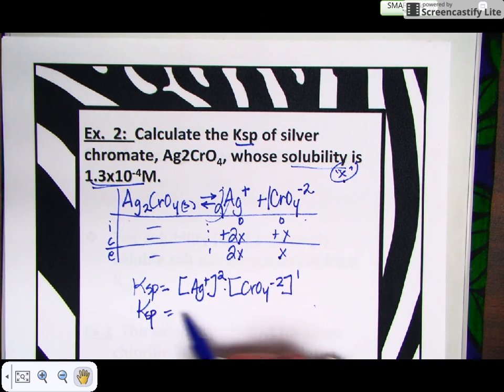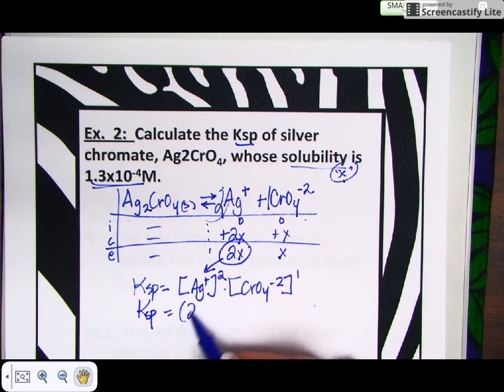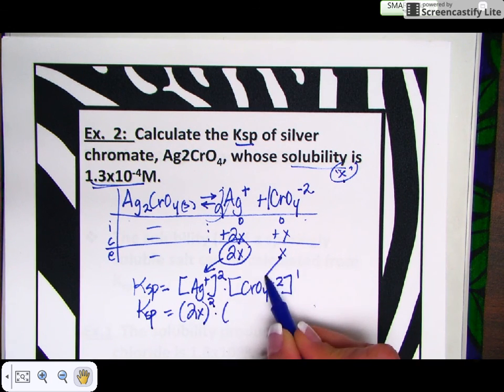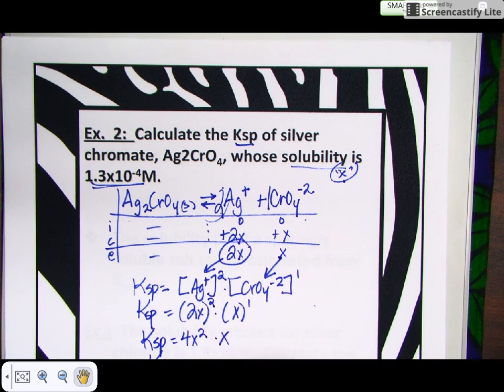So this is what we're going to plug in for our X value. So KSP is equal to, plug this in here. There's a 2x that plugs in here, and don't forget to square it. An X plugs in here, and that's to the first power. Simplify this out. KSP is equal to, this here is a troublesome area for some. Don't forget, you got to square the 2 and the x. That's 4x squared times x, and KSP is equal to 4x cubed.